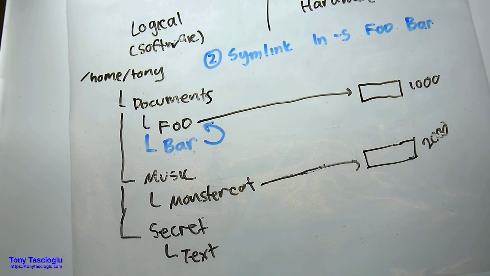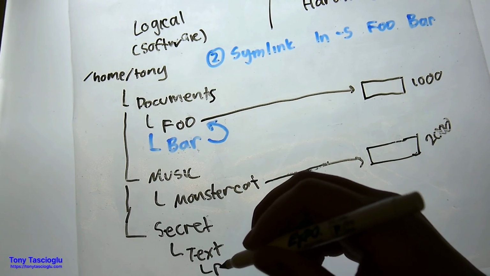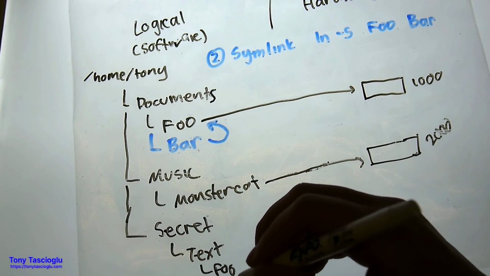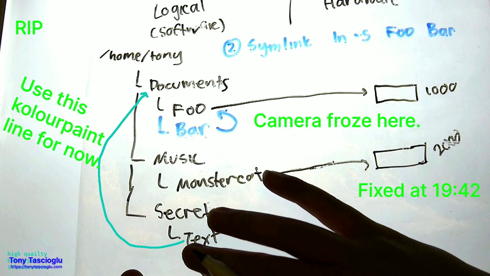Say I had this folder text, and I want text to contain foo and bar. I don't want to link these files individually. I just want the text folder to go to documents. Well, I can symlink an entire folder. And unlike the hard link, because it's purely on the software side, this is a link I can create. The OS will go, oh, you want this to just go to here. Boop. And it will happily create that symbolic link.